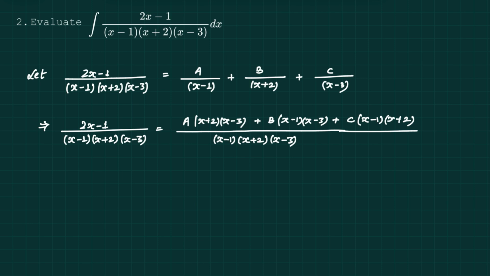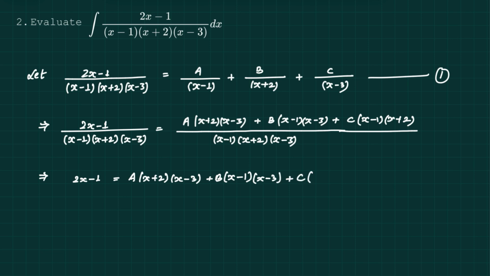Now since the denominators are same, the numerator should also be equal. So this implies 2x minus 1 equals, and let us consider this equation as 1, a into (x plus 2) times (x minus 3) plus b into (x minus 1) into (x minus 3) plus c times (x minus 1) into (x plus 2). Now my aim is to find the value of a, b and c, and let this be equation 2. So put x equals to 1 in equation 2.